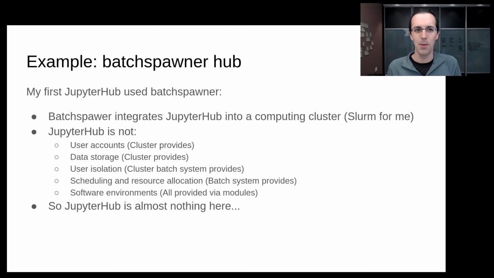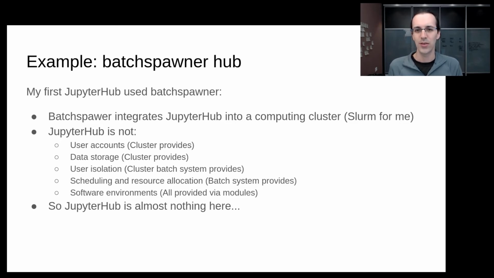Within JupyterHub, BatchSpawner integrates with this computing cluster. In our case, it's Slurm. When a user in JupyterHub requests their single user server, it asks JupyterHub, which asks BatchSpawner, which goes and submits a batch job, the same way all the other users on our cluster might use it. Then that goes into the background and spawns the job. Inside of that job, there's the single user server running.